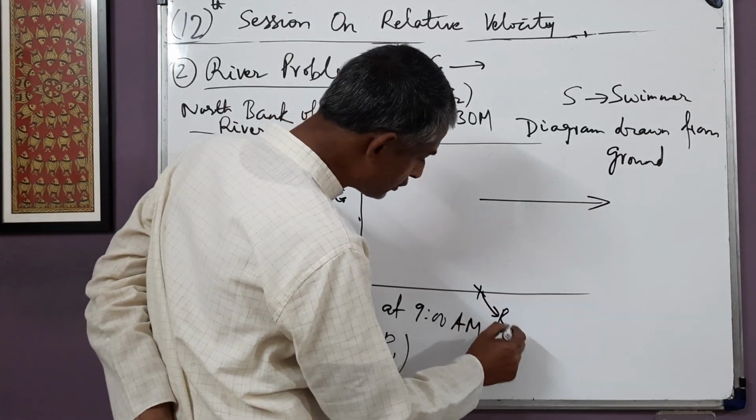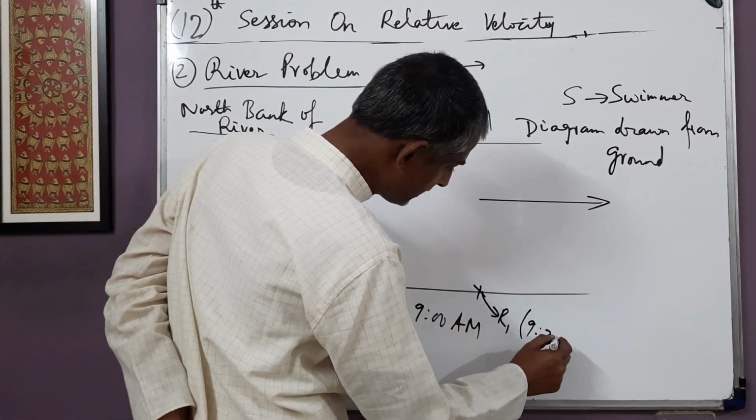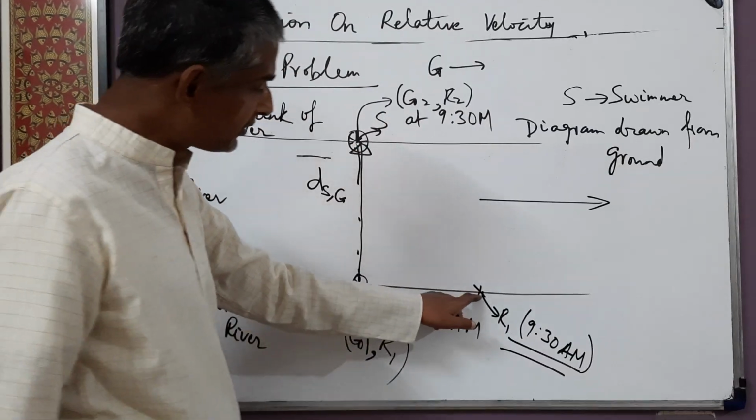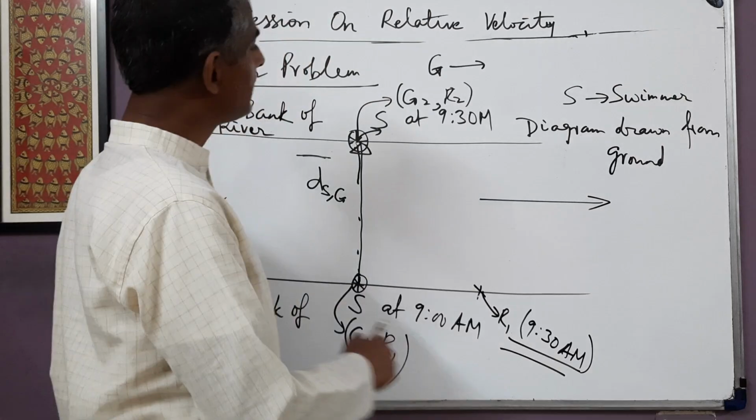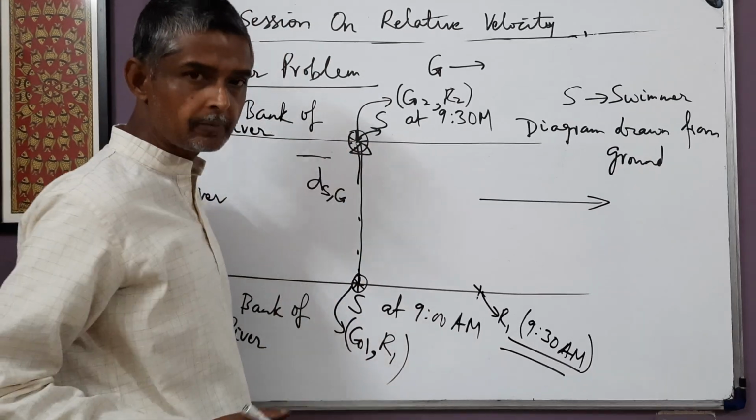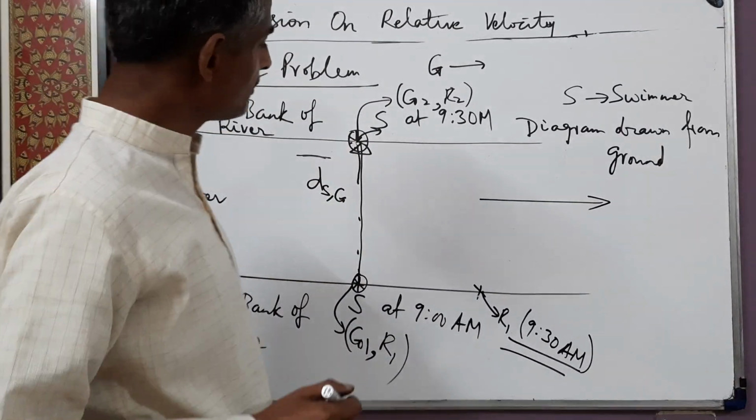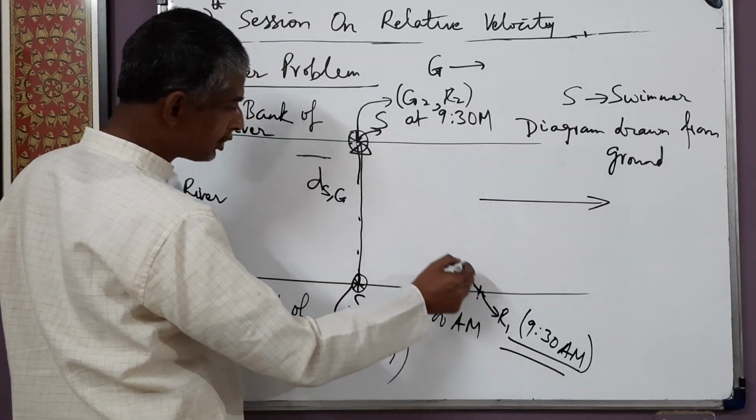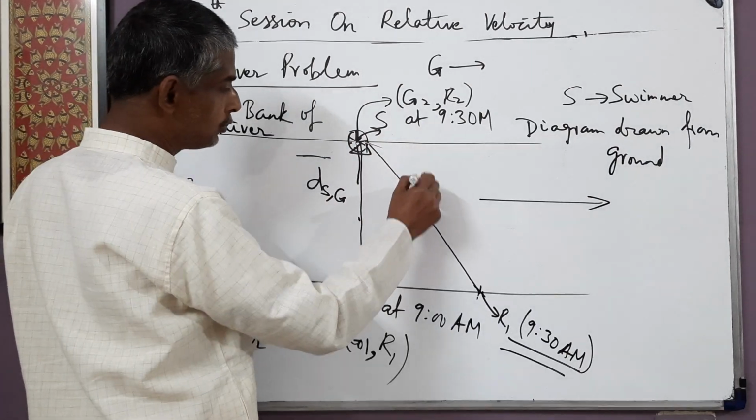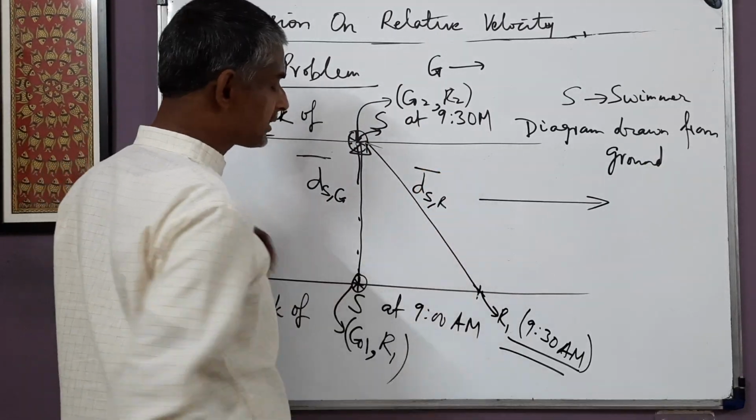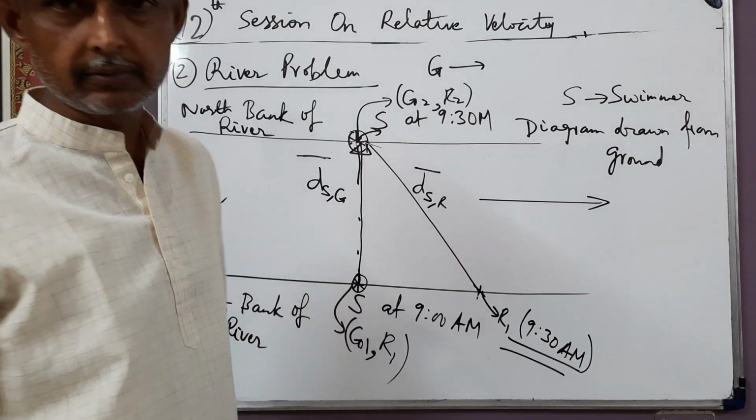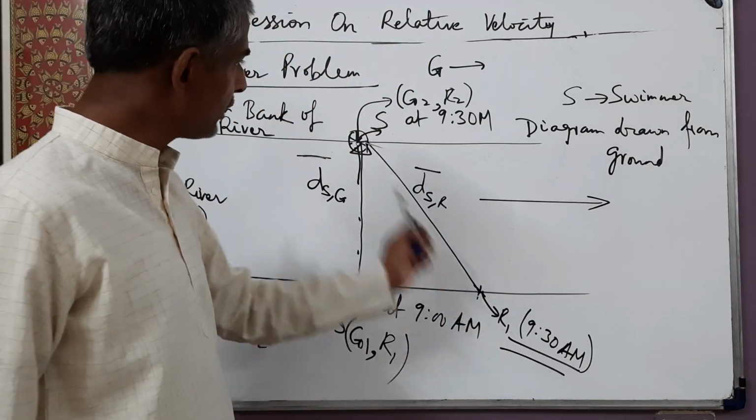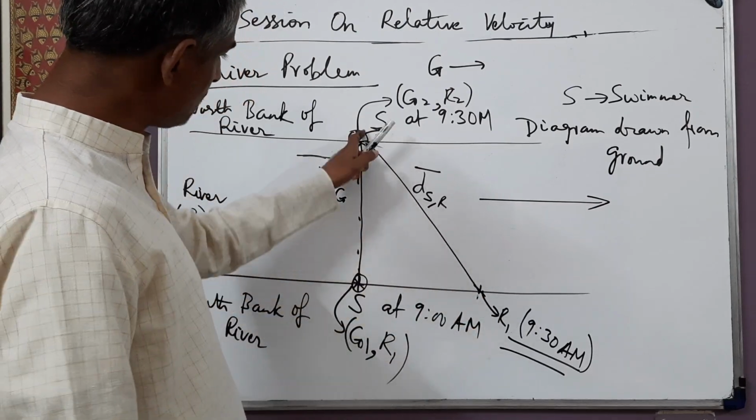R1 will appear to be here at 9 a.m. At 9:30 a.m. R1 will appear to be at this location, somewhere here. And at 9:30 a.m. R2 will appear to be at this location. So the displacement of the swimmer with respect to the river from 9 a.m. to 9:30 a.m. will be the displacement from initial location R1 to final location R2, and that is the displacement of swimmer with respect to river, that is DSR. Fine. So it will be from this point to this point.